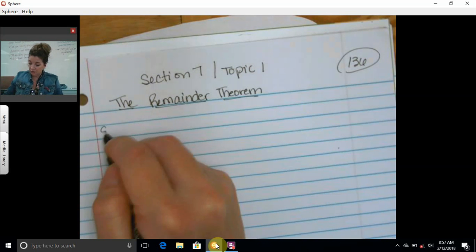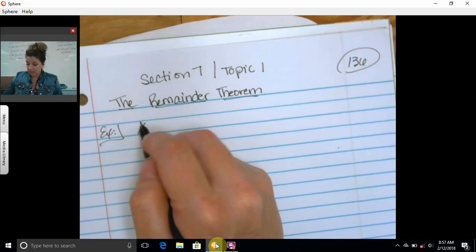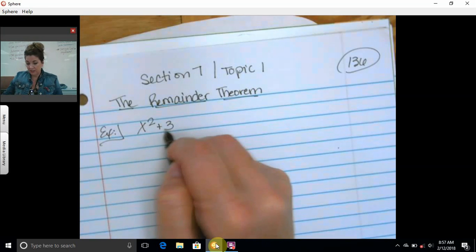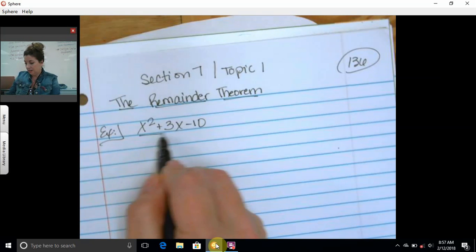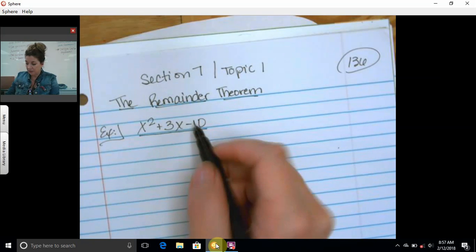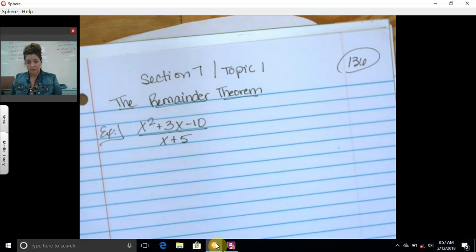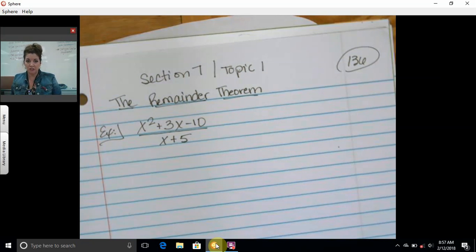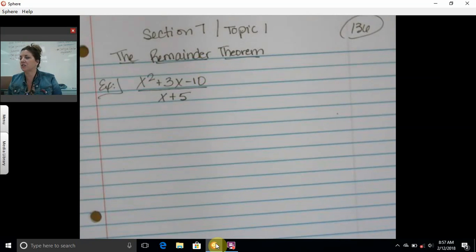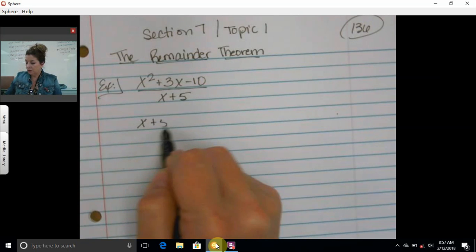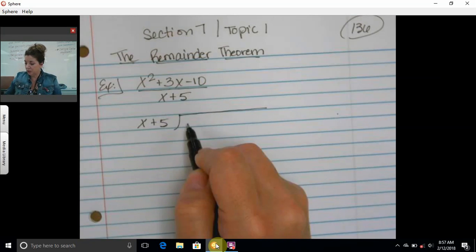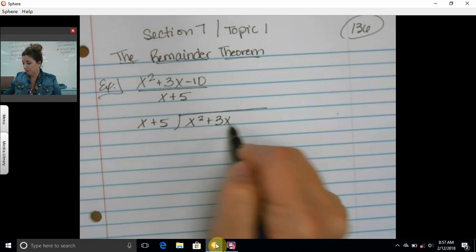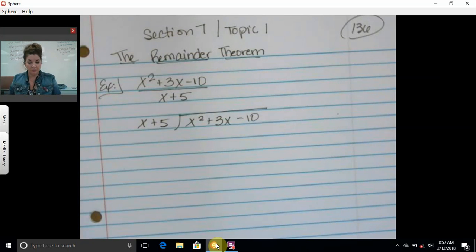So in my first example, I'm going to take x squared plus 3x minus 10, and I'm going to divide it by x plus 5. We learned how to divide this using long division, and we also learned how to divide it using synthetic division. Today we're going to use synthetic division. I'm going to rewrite this where it looks like a long division problem. You don't have to do this step, but for the sake of notes, we're going to do it.